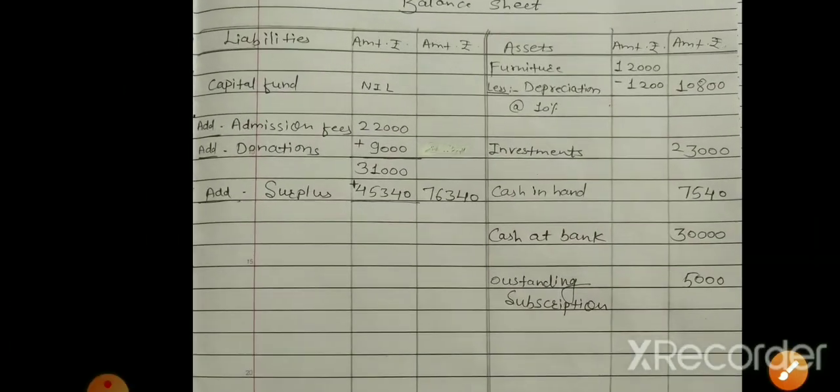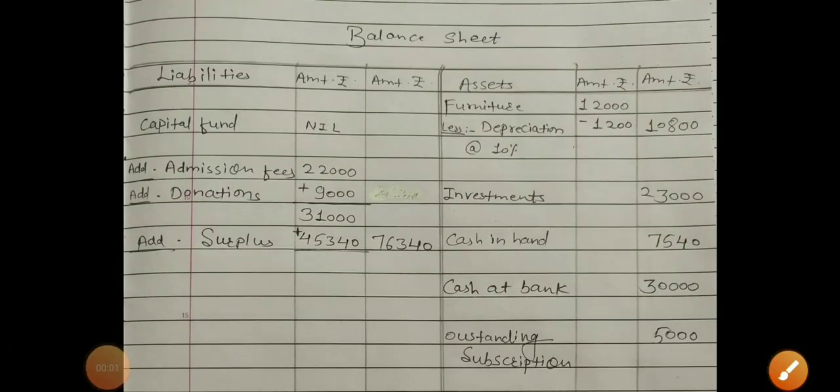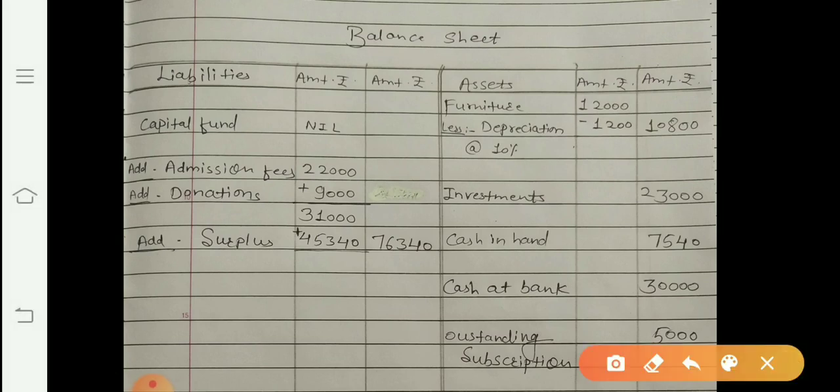Then this is the balance sheet. On liability side, first item is written as capital fund. No amount is given, that's why we wrote nil. Then we capitalize full amount of admission fees and 50% amount of donations. That's why we created the amount of capital fund by adding admission fees and donations. It is 31,000. At last, in income and expenditure account, we found surplus. So we added this same surplus to our capital fund. Now the total amount of capital fund is 76,340.